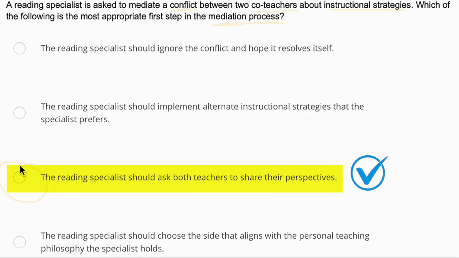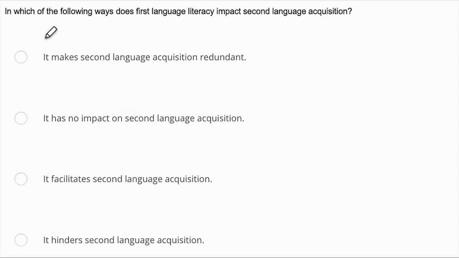Our final practice problem asks us, in which of the following ways does first language literacy impact second language acquisition? I'm again following the same process that I've used before. We should highlight the key words in our question, which is first language literacy impacting second language acquisition. So, what is that connection between first language and second language acquisition? After reviewing our four answer choices, we arrive at the correct answer being that it facilitates second language acquisition.